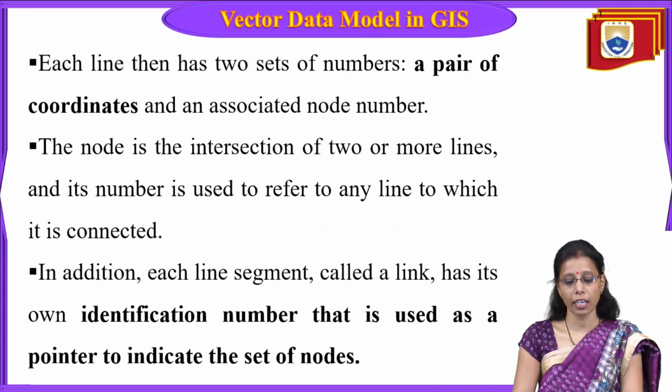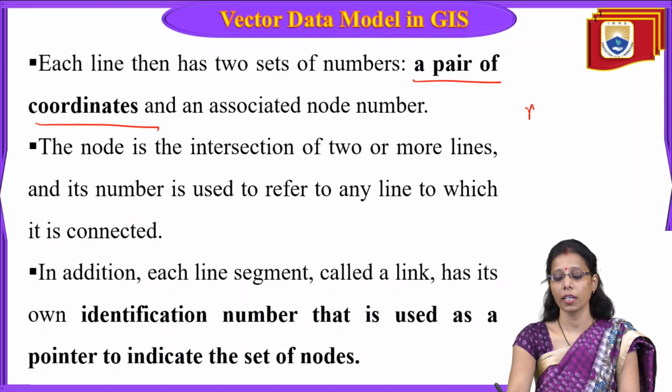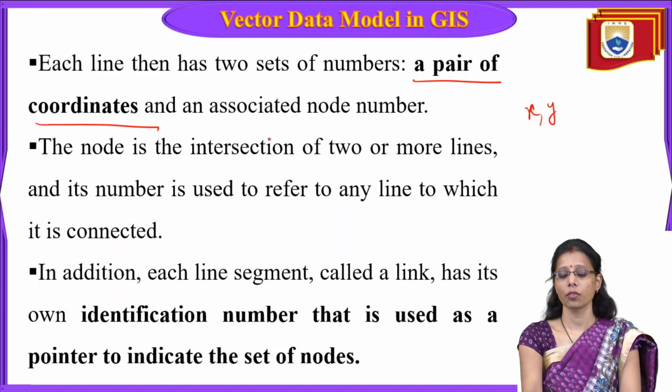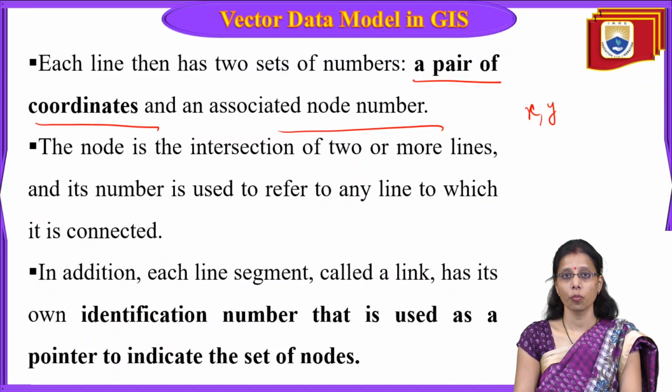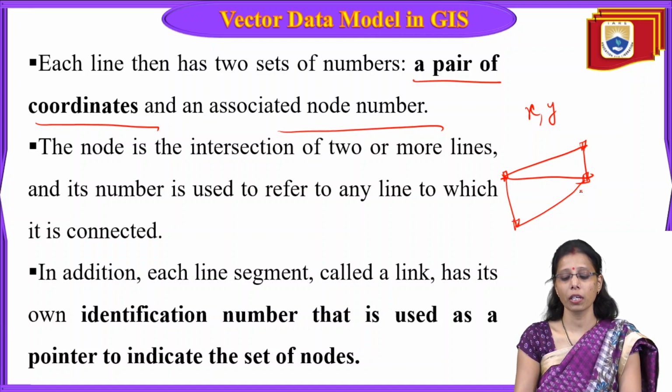Each line then has two sets of numbers, that is, a pair of coordinates, x and y, associated with the node number. The node is the intersection of two or more lines. So what is a node? Suppose this is the polygon here. This is one node, the other node, the third node, and if you add one more, this is the fourth node. So the node is associated with the node number.